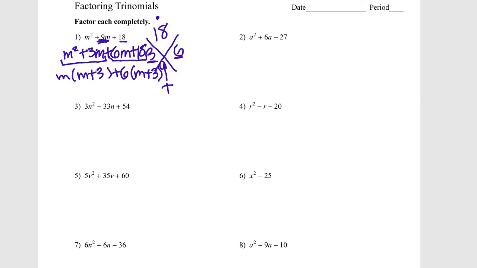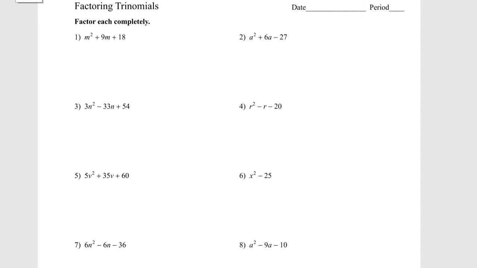And then if I look at both of these terms, they each have an m plus 3 in them. So I'm going to factor out the m plus 3. And what's left when I factor that out is m plus 6. So I get m plus 3 and m plus 6. It's no coincidence that I ended up with m plus 3 and m plus 6. That actually came from these two numbers over here.